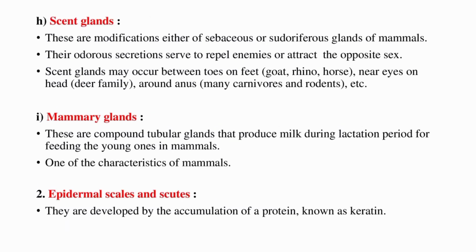These are modifications either of sebaceous or sudoriferous glands of mammals. Their odorous secretions serve to repel enemies or to attract the opposite sex. Scent glands may occur between toes on feet, in goat, rhinos, horse, near eyes on head, in deer family, around the anus, in many carnivores and rodents, etc.